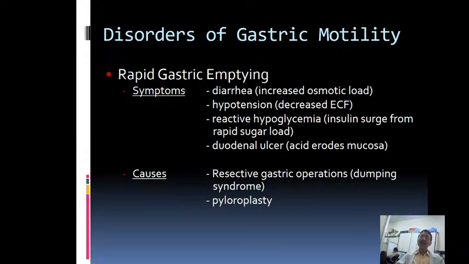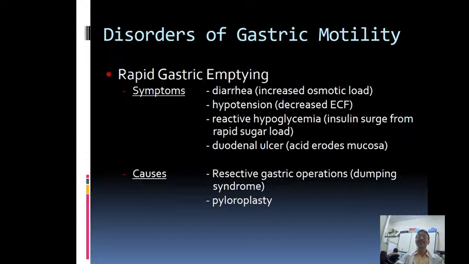Then there can be a rapid gastric emptying. This rapid gastric emptying is something like a diarrhea, where as soon as you take food, you find that there is a sudden, severe stomach contraction resulting in a very rapid emptying of the stomach. It is commonly seen in diarrhea, where there is an increased osmotic load. This stimulates the smooth muscles of the stomach. Stimulating the smooth muscles of the stomach will result in excessive gastric contractions, and the food gets emptied from the stomach into the small intestine rapidly.